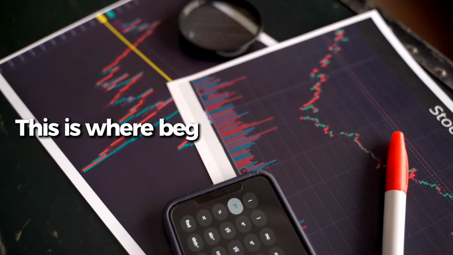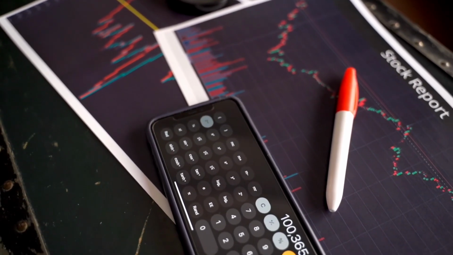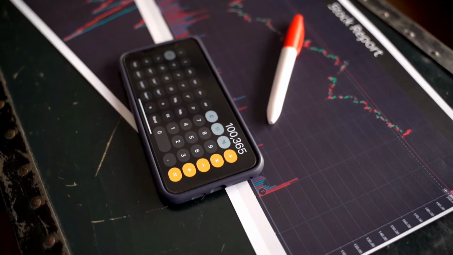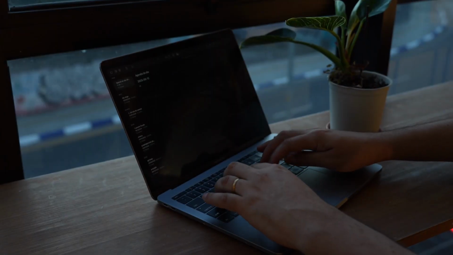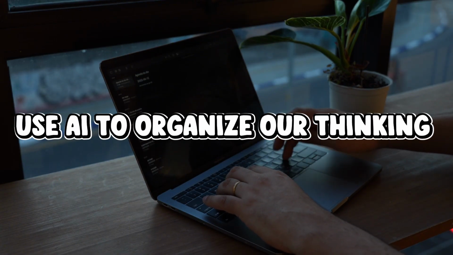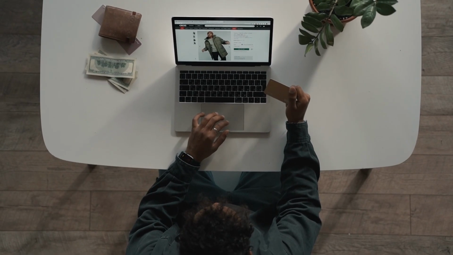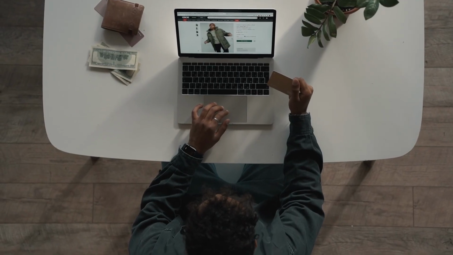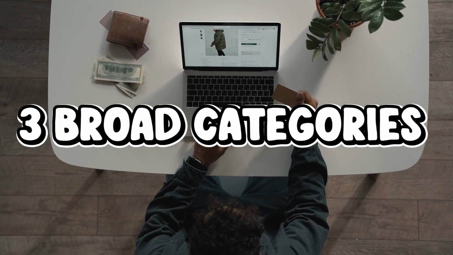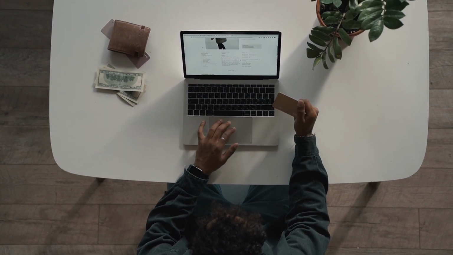And this is where beginners often get stuck. One creator says go aggressive. Another says play safe. Another says you're missing opportunities. So instead of copying random advice online, we can use AI to organize our thinking. Not decide for us. Help us think. That distinction matters. Let's start with the three broad categories beginners usually hear about: conservative, balanced, growth.